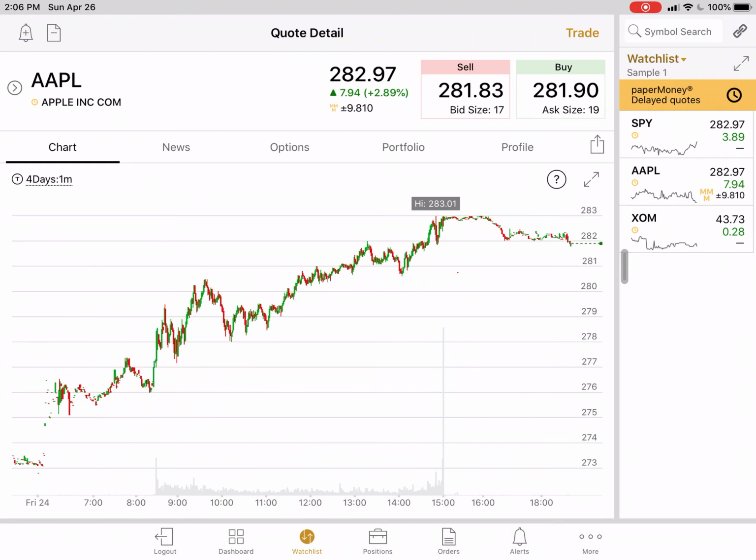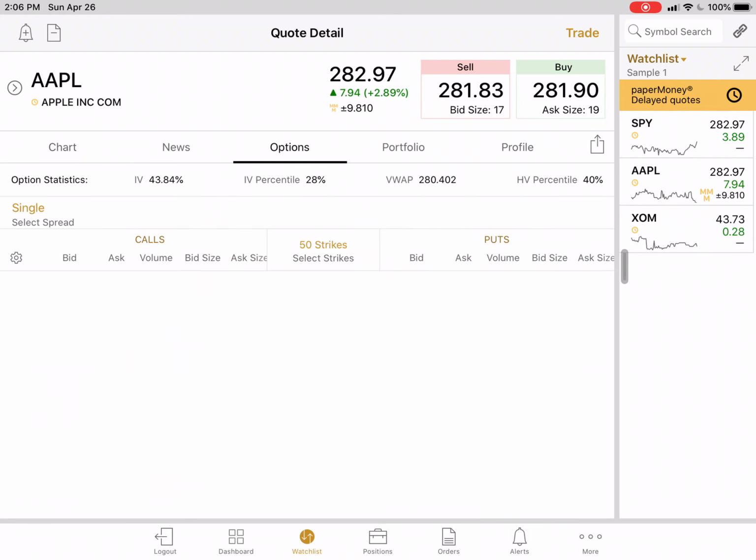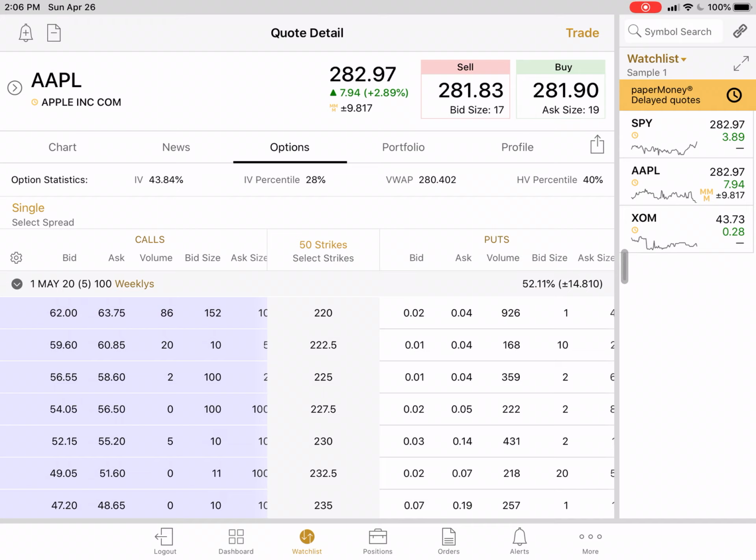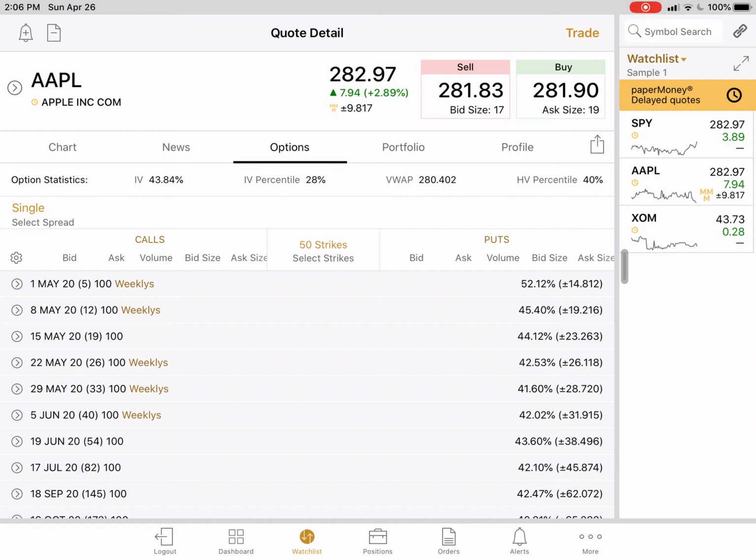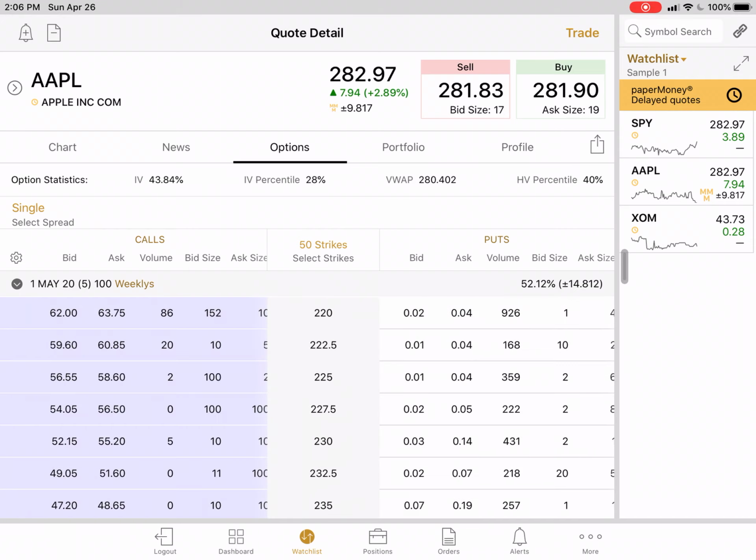and I'm going to look at the options. Notice the menu at top, it says chart, news, options, portfolio, and profile. I'm just going with options. Now, notice there are different maturity dates. I'm just going to go with something nearby so that we could actually experience the maturity date for this specific option strategy.